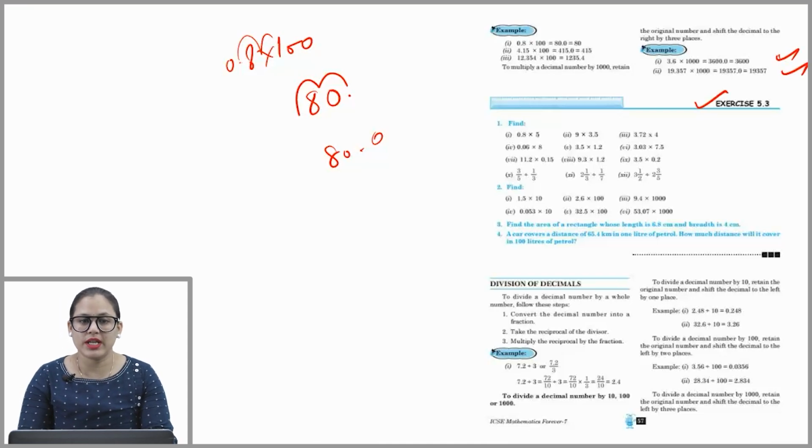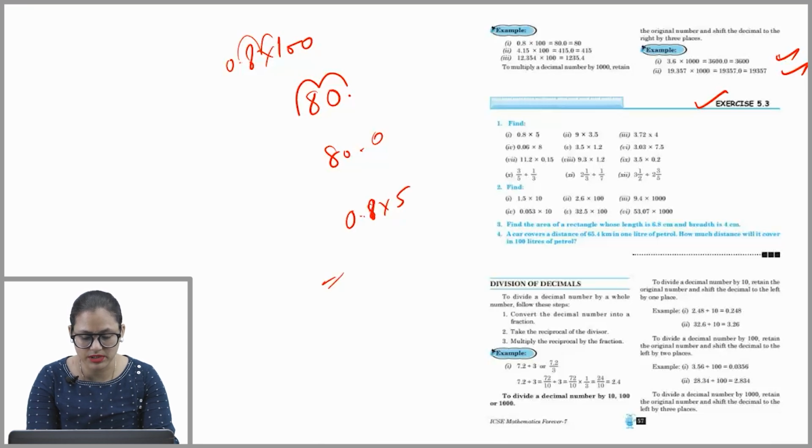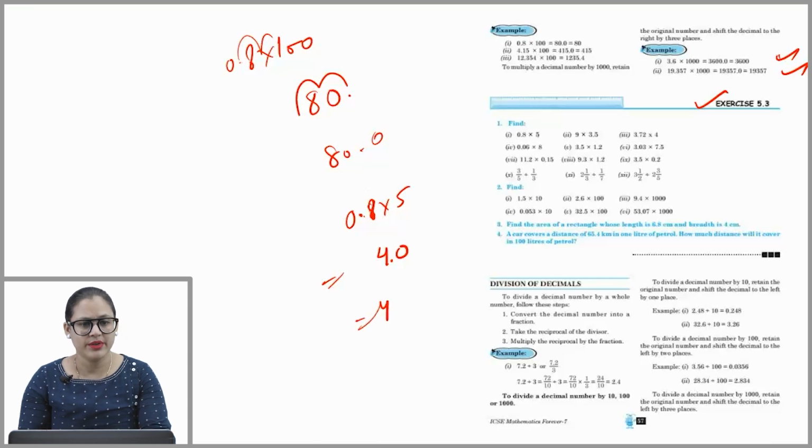Now let's do exercise 5.3. Find 0.8 into 5. First we should ignore the decimal. 8 into 5 is 40. Then we will put the decimal after 1 digit from the right side. So 4.0, which is 4, is the answer, right?